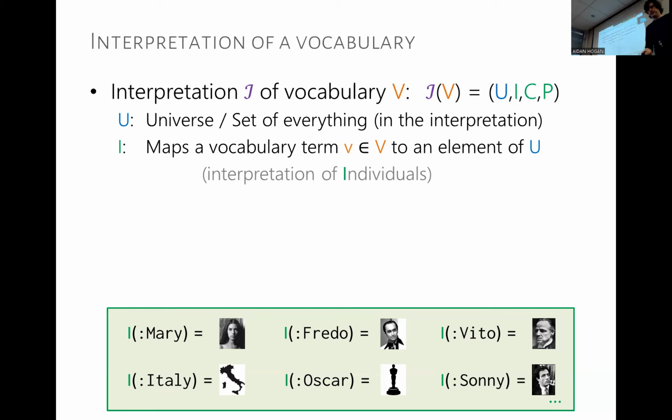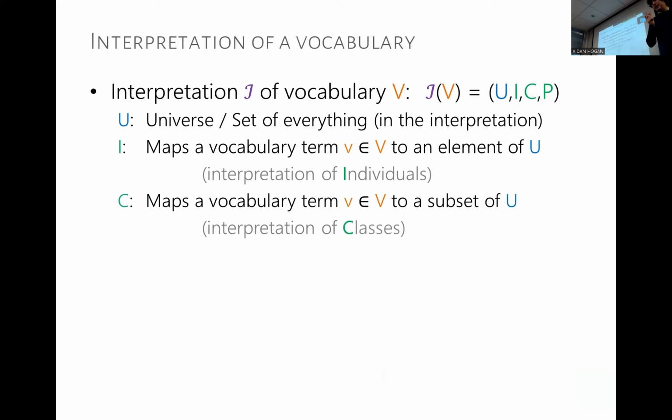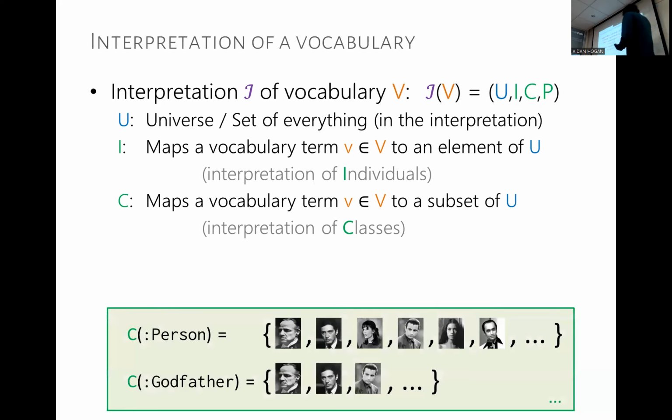We have C, which maps a vocabulary term to a subset of U. So in this case, some of our vocabulary refers to classes. And this C function will map a class term to the set of individuals that it refers to. Yeah, so we'll take this term Person in our data, and this interpretation C will tell us that it is actually referring to a set of individuals, and here are all the individuals, and we can understand that as mapping to all the people. We can also have another set, Godfather, and this will map to the set of the individuals in our interpretation that are godfathers.